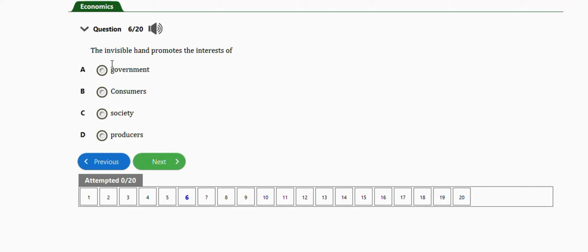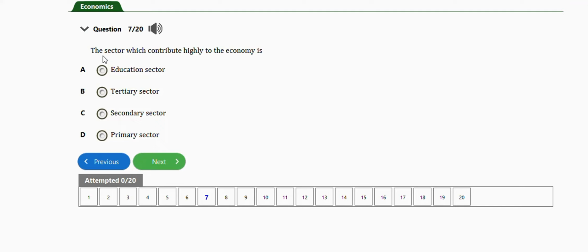It says the invisible hand promotes the interest of, we have government, consumer, society, producers. The right answer is option C, society. This invisible hand promotion is a thought from Adam Smith. So the right answer is option C. Next question is this one.